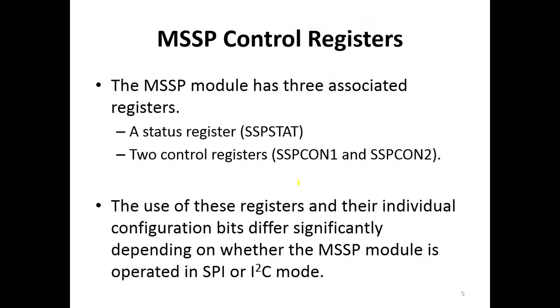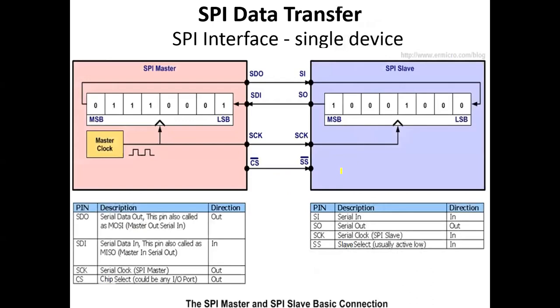We have seen, we have three registers for the configuration. We have the SSP status, and we have the SSP control 1 and SSP control 2. For the SPI mode, we need the SSP status and SSP control 1. And for the I2C, we need SSP status, SSP control 1, and SSP control 2.